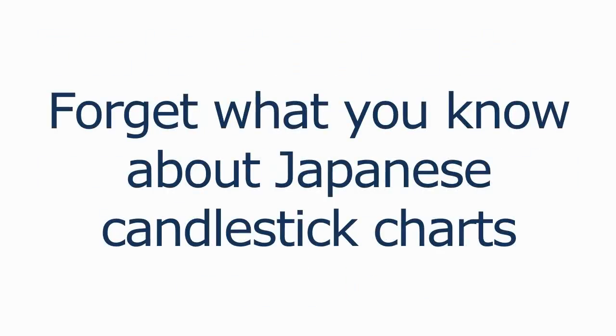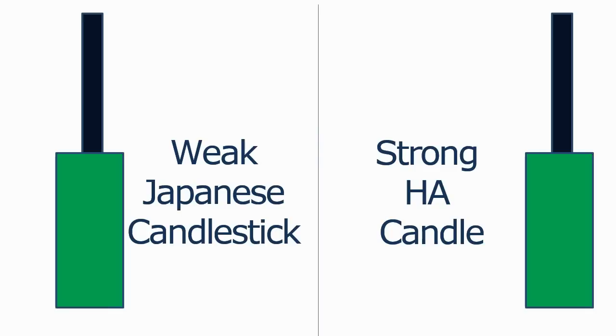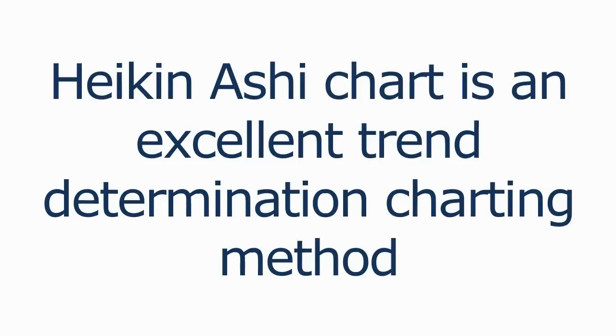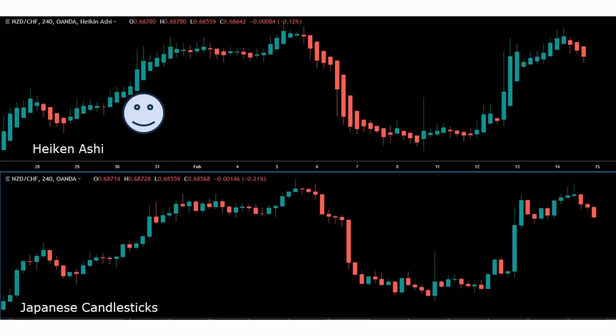So how do we read these? Well, for a moment, I want you to forget everything you know about Japanese candlestick charts, because some things here are going to be a little counterintuitive. For example, a long upper shadow on a green candlestick in Japanese candlesticks is considered weakness, but that's not the case with Heikin Ashi. Since these charts are an excellent trend determination charting method, let's outline what we should look for when we're considering trend direction. So I want you to see if you can pick these out on the chart.